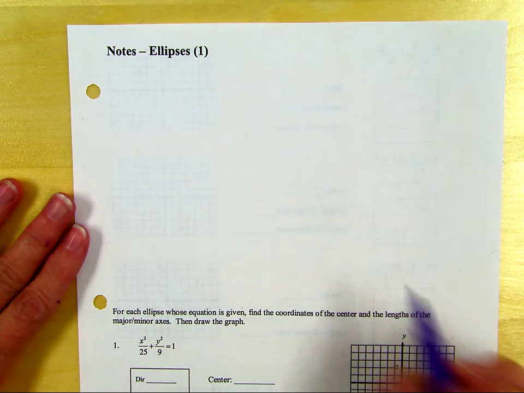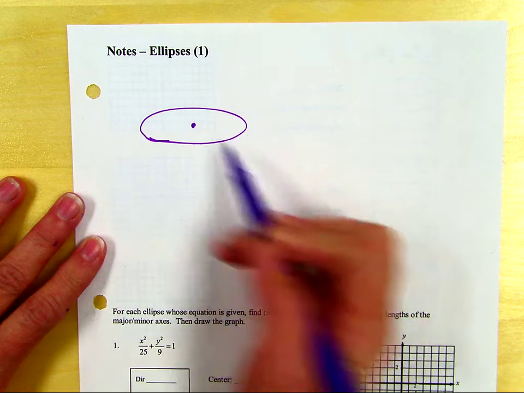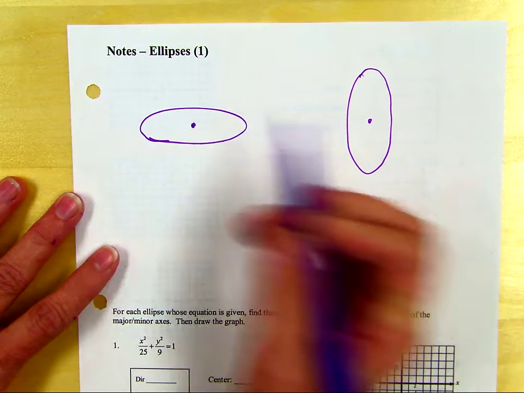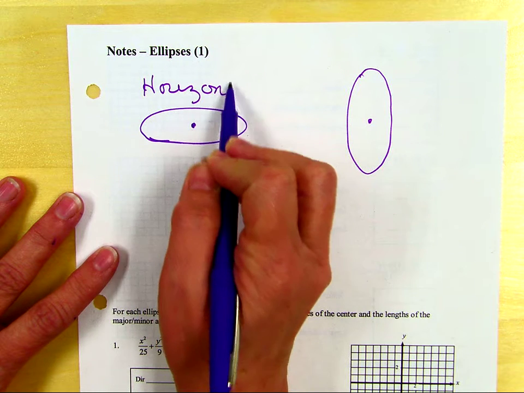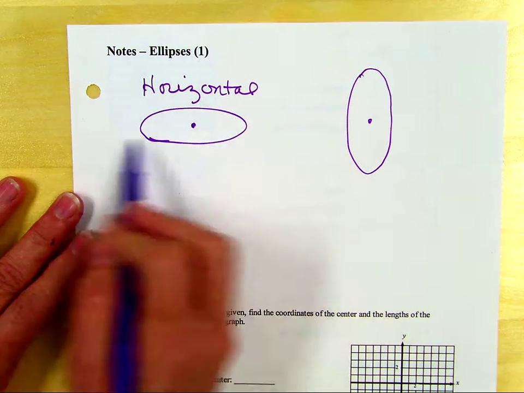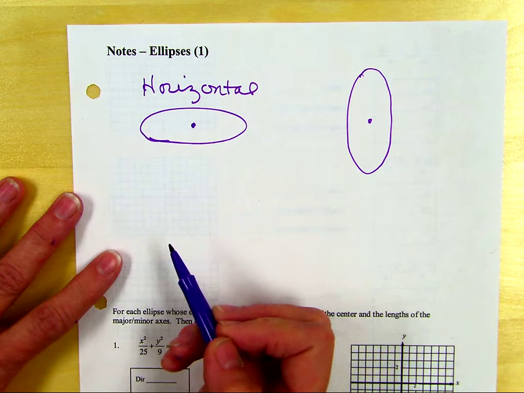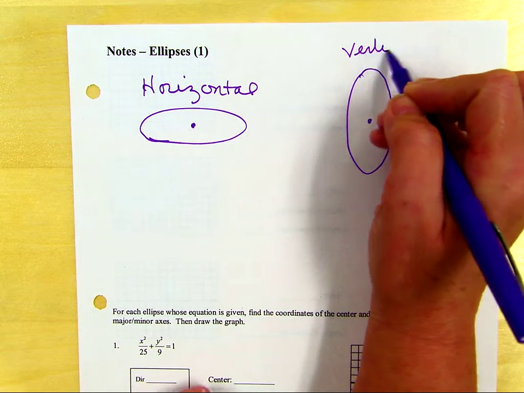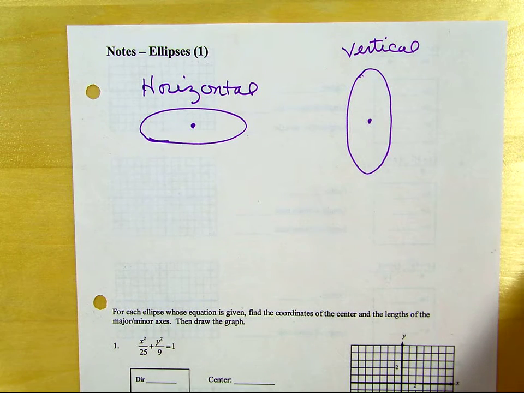So if I drew a picture, this would be an ellipse, and this would be an ellipse. This is called a horizontal ellipse because it opens in the horizontal direction. The bigger side is in the horizontal direction. This would be a vertical ellipse because it stretches out in the vertical direction.